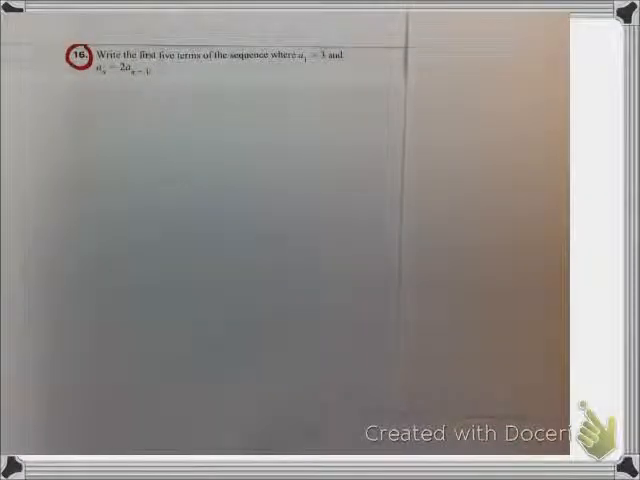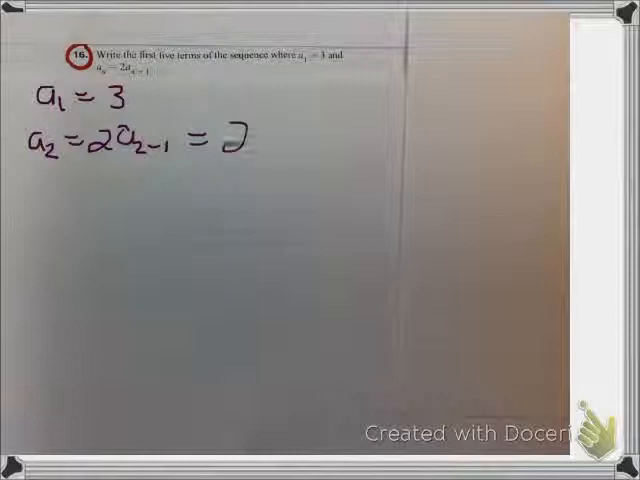So this is recursive and it's asking us to find the first 5 terms. When they tell you that a sub 1 is already what? 3. So then who do I have to look for next? A2. So I'm going to plug in 2 and then A2 minus 1. And what's 2 minus 1? 1. So it's A1, so it's 3. 2 times 3, which is 6.